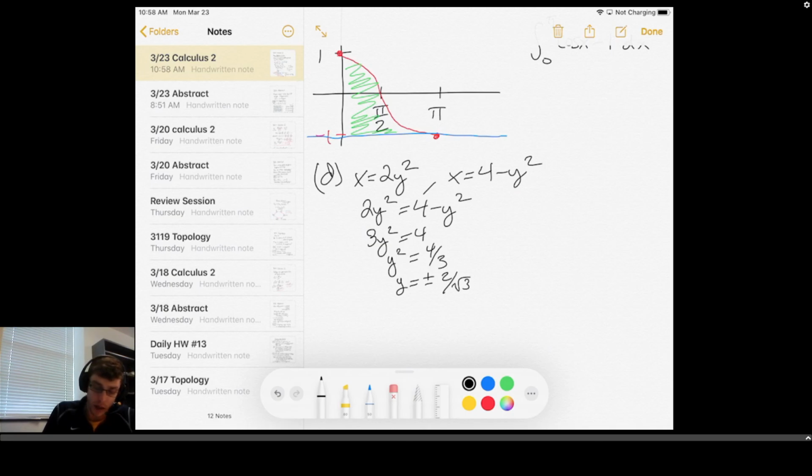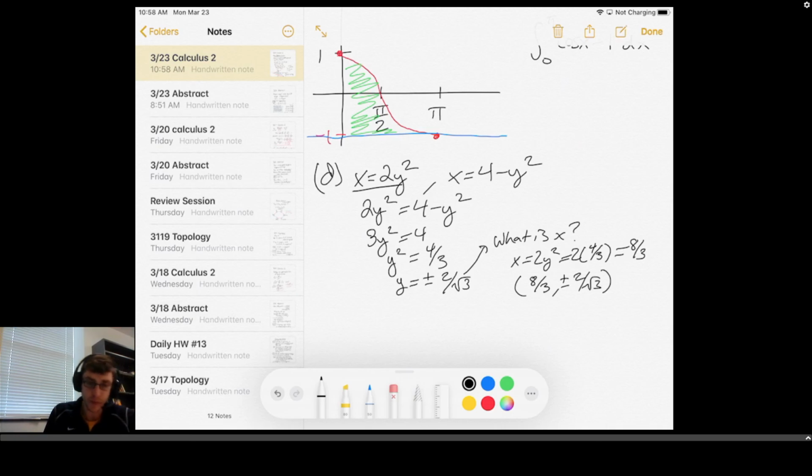And then you'd want to figure out what is the x coordinate here? So you could just plug it back in. y squared was 4/3, and x is 2y squared, right? So x equals 2y squared equals 2 times 4/3, which is 8/3. So basically our two intersection points are 8/3 and then plus or minus 2 over root 3.